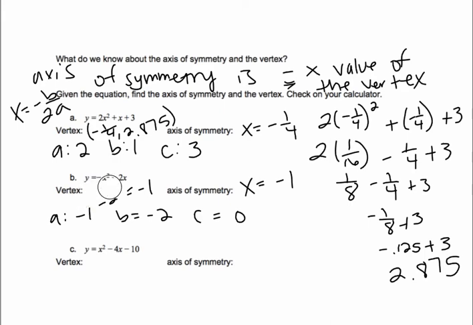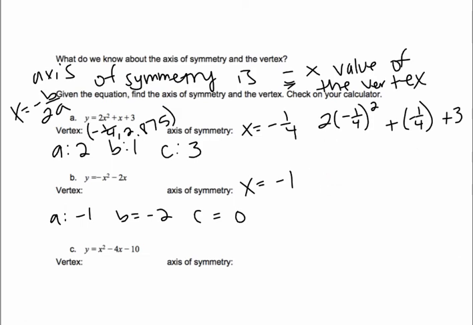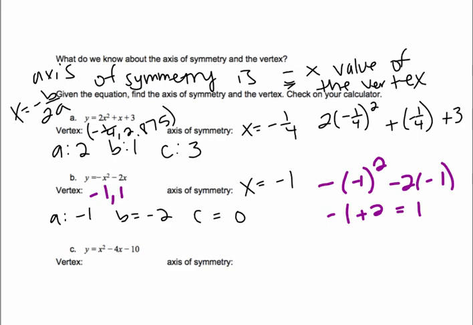So now I'm going to plug in a negative 1 for x to find out what my vertex is. Okay, so negative 1 squared minus 2 times negative 1. Negative 1 squared is 1, but then times a negative is a negative 1. Negative 2 times negative 1 is positive 2, and so the answer is 1. So my vertex is going to be negative 1, comma 1.